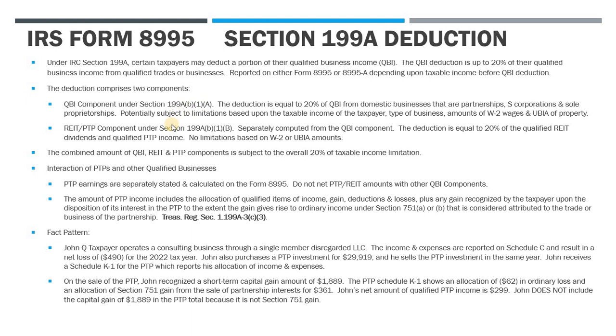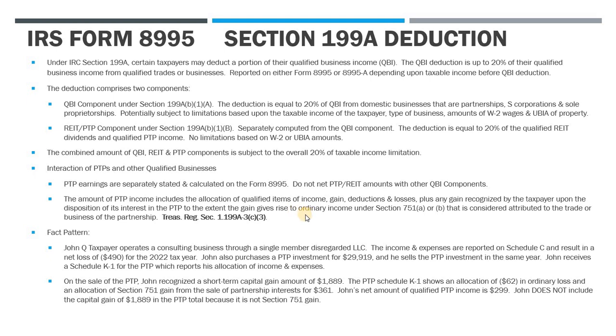But unlike this first one up here, when we talk about income flowing through from these two pieces, the REIT and PTP amounts, we don't have to worry about these W-2 or UBIA issues. So what are the interactions with PTPs specifically and some of these other qualified businesses in this top component here? Well, again, the PTP earnings are separately stated, and you do not net these amounts with other QBI components.